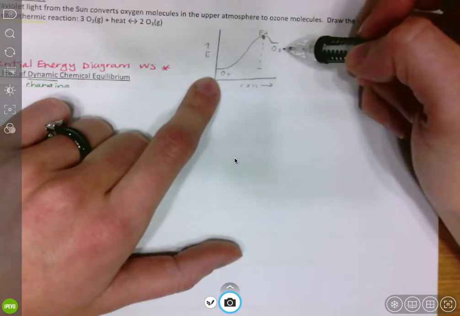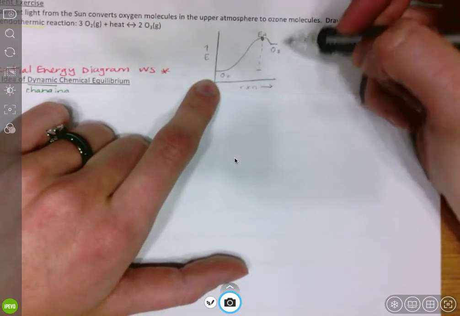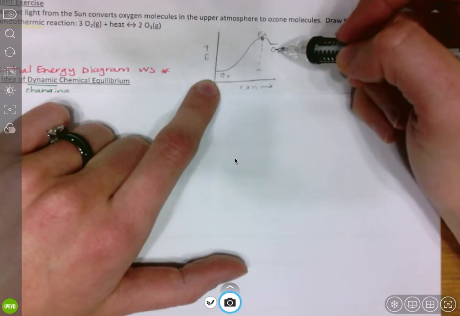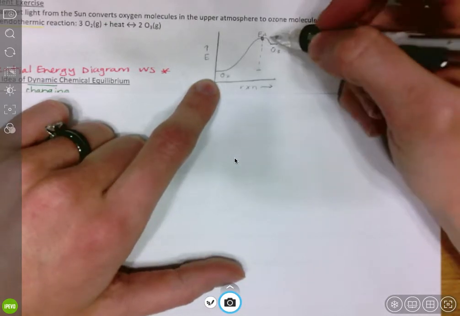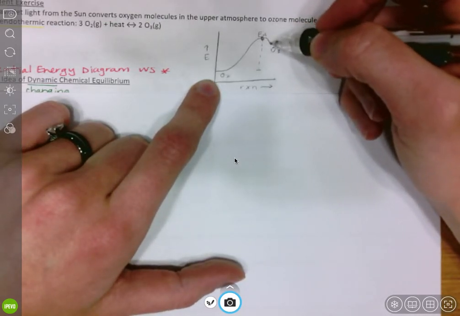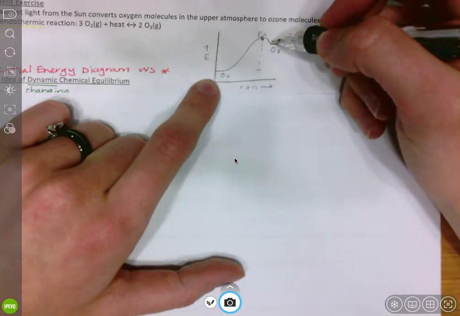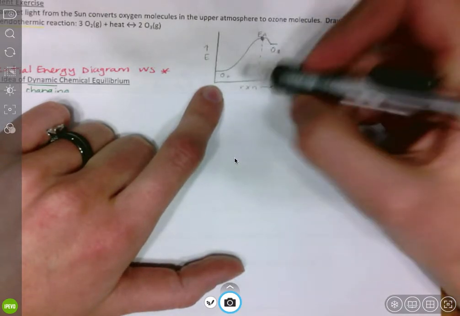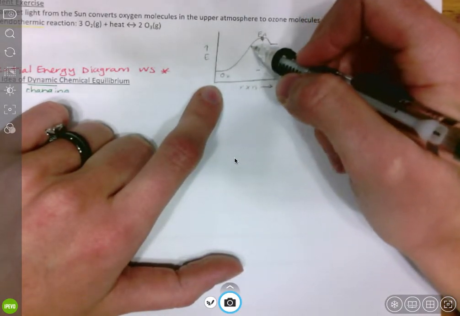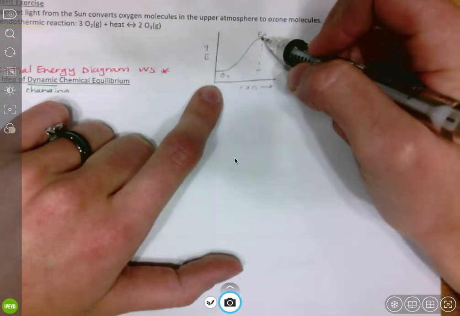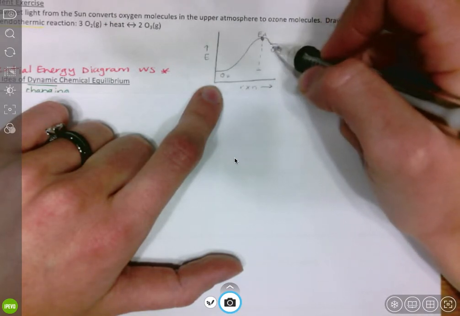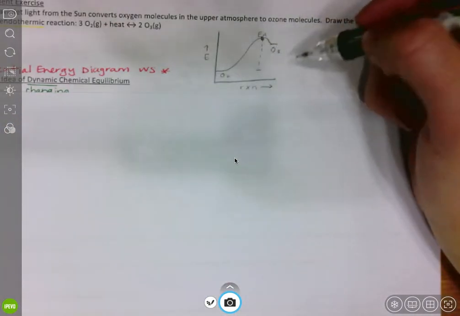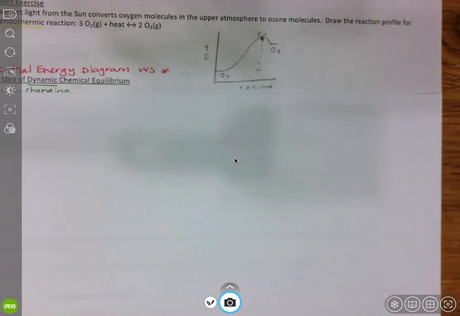But the energy of our products is going to be slightly less than the activation energy, so that part right there is just a little exothermic. Overall, though, we are definitely an endothermic reaction. We have to put in all of this energy to get to the activation energy, and then our reactants combine and form our products.